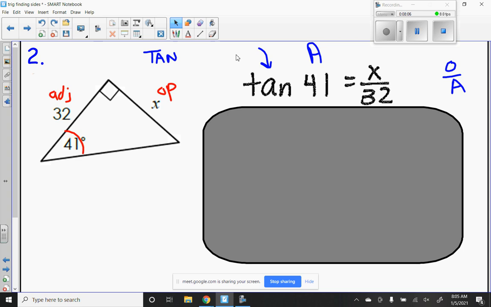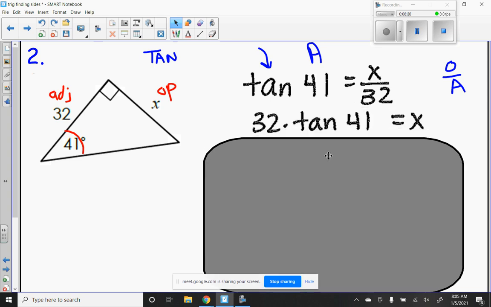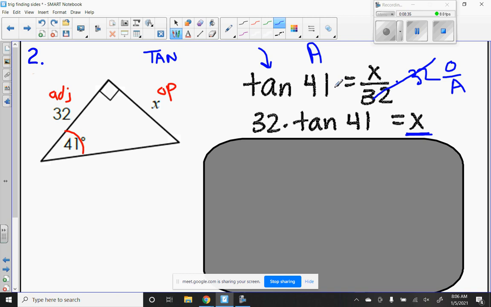Now, how do you solve this one? How do I solve this equation? x is divided by 32. So I am going to multiply 32 to both sides. Now this is what this looks like. So I multiply 32 over here, and those cancel out. There's my x that remains on the right-hand side. And tan 41, I just put a 32 out here because I do it to both sides, and there is what you should see right here.